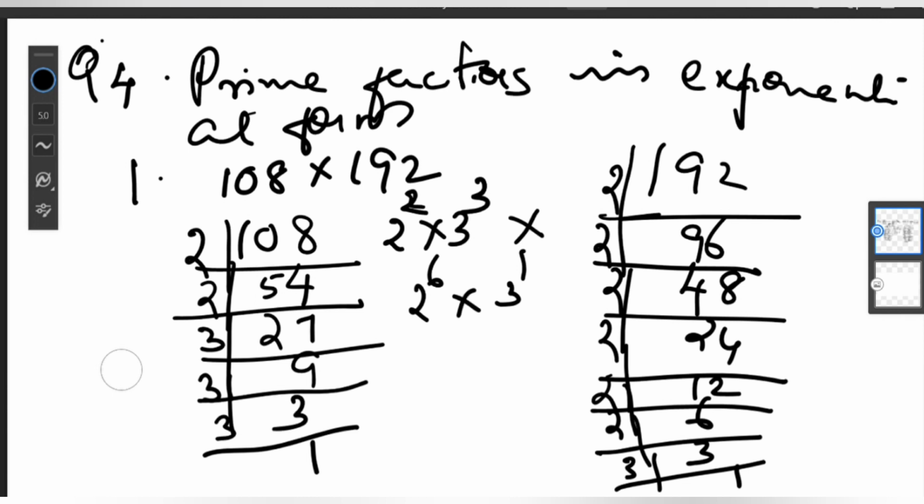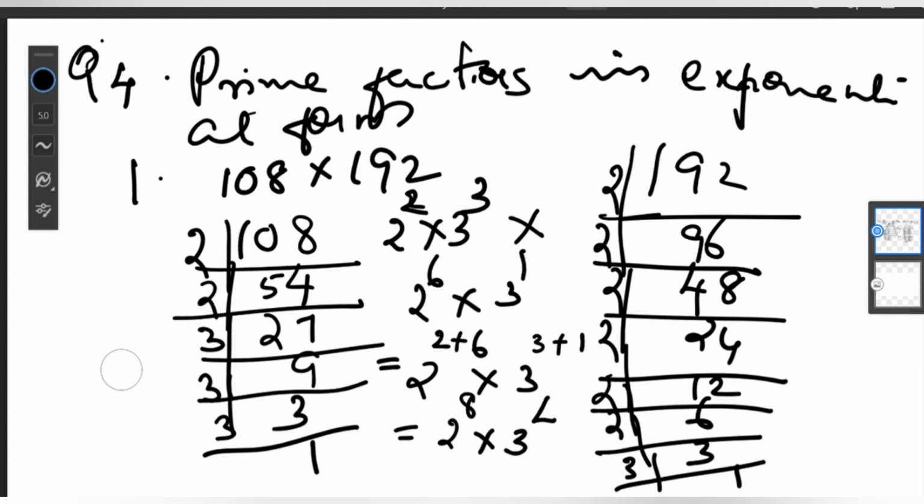First we have to write 108 into 192 in the simplified form. So we got the answer as 2 square into 3 cube for 108 and 2 to the power 6 into 3 to the power 1 for 192. Again simplifying, write the powers of 2 first. What is the powers of 2 here? 2 to the power of 2 plus 6 into 3 to the power of 3 plus 1. So 2 to the power of 8 into 3 to the power of 4 is the answer for this question.